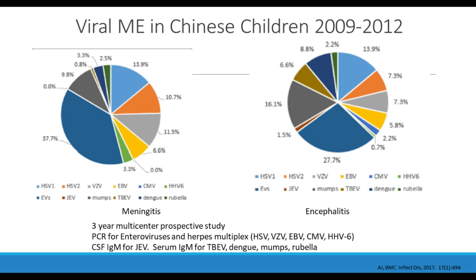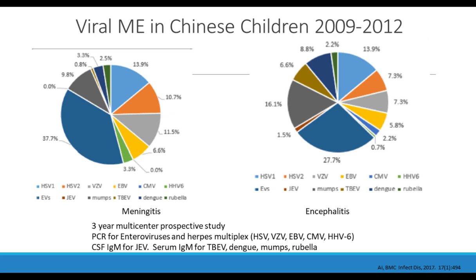Viral meningitis and encephalitis is another area where the diagnosis is quite difficult. And so this is looking at a 3-year period in China, looking in children for the diagnosis of viral meningitis and encephalitis. What you can see is that they had a large number of viruses that were implicated in meningitis and encephalitis, but they also had to do a number of different tests.